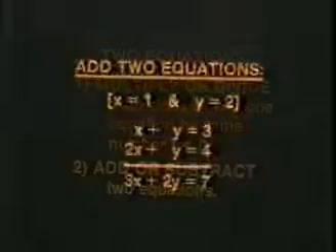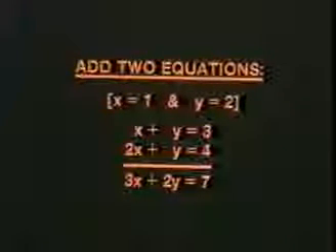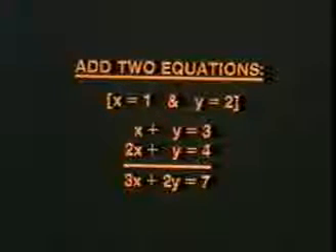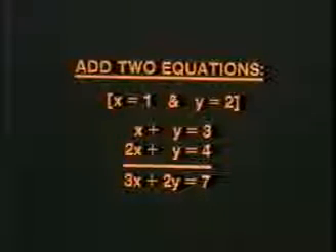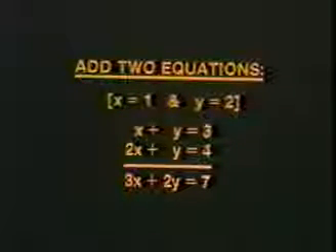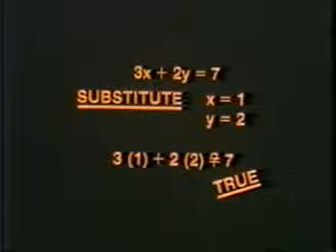Let's find out with 2 equations where we already know the answers. X equals 1 and y equals 2. We add the 2 equations together. X plus 2x is 3x. Y plus y is 2y. 3 plus 4 is 7, which gives us an entirely new equation, 3x plus 2y equals 7. Is it right? Did we combine the equations without changing our original answers? We substitute and find, yes, adding 2 equations works.